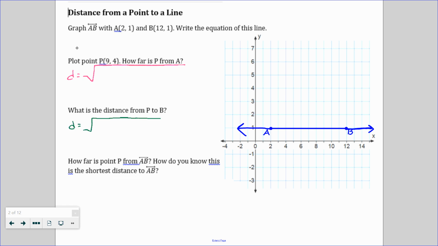Write the equation of the line. Which is easy. The equation of the line is a horizontal line, so it's just y equals 1. And we want to know if point P is at (9, 4), how far is point P from point A? So use your distance formula, pause the video, use the distance formula to find the distance from P to A, please.